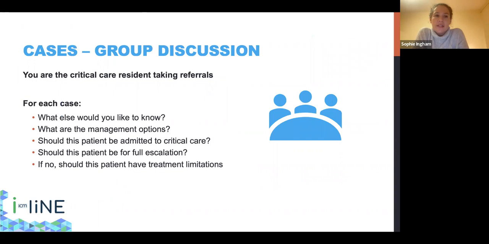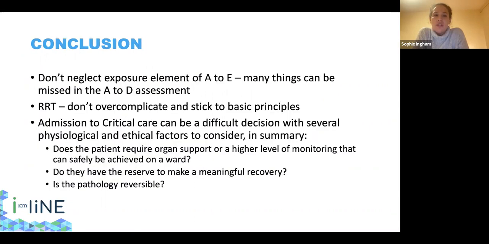So next, we're going to break into some rooms and do some group discussions. So you just need to remember that you're the critical care resident taking referrals. You need to think about what else you'd like to know. What are the management options? So should this patient be admitted to critical care? Should this patient be for full escalation? And should this patient have treatment limitations?